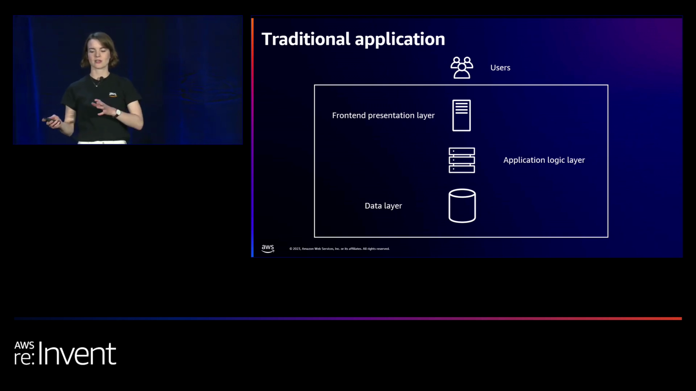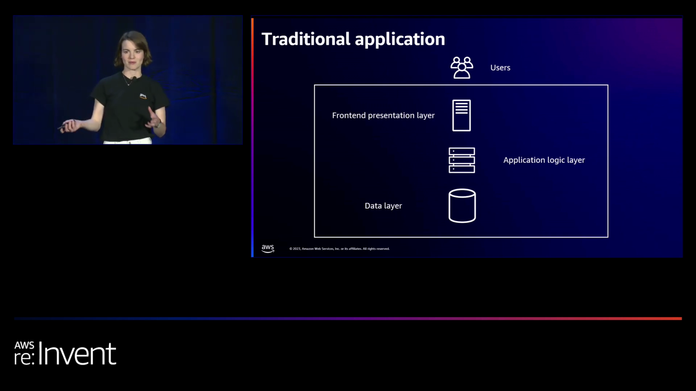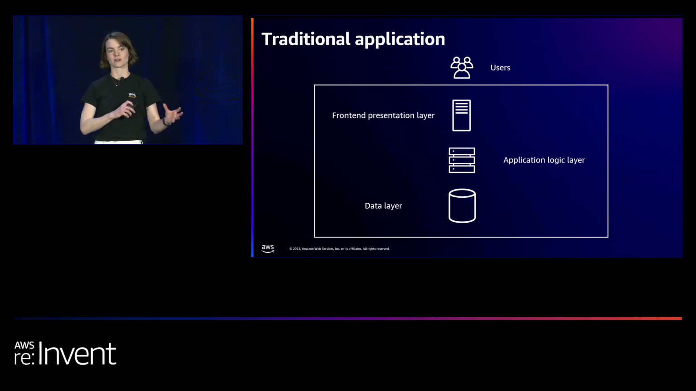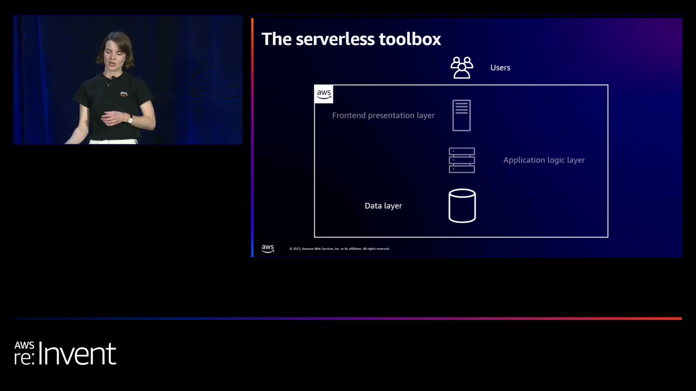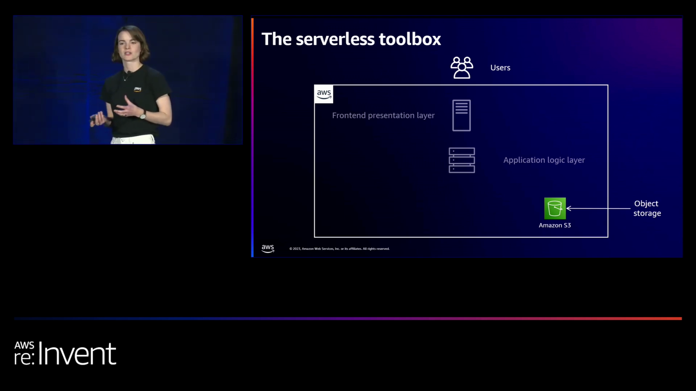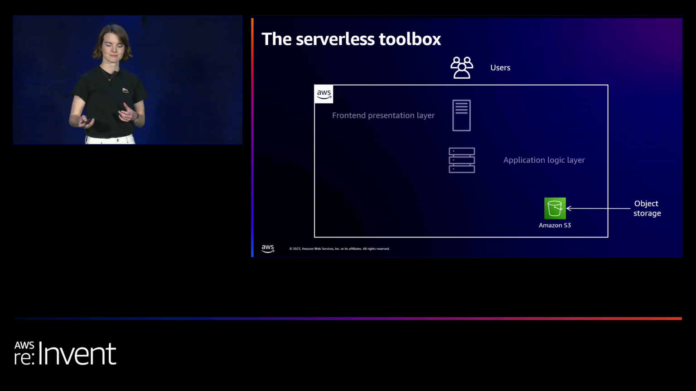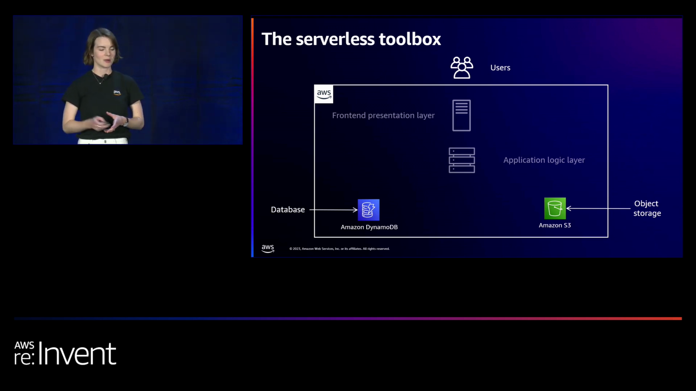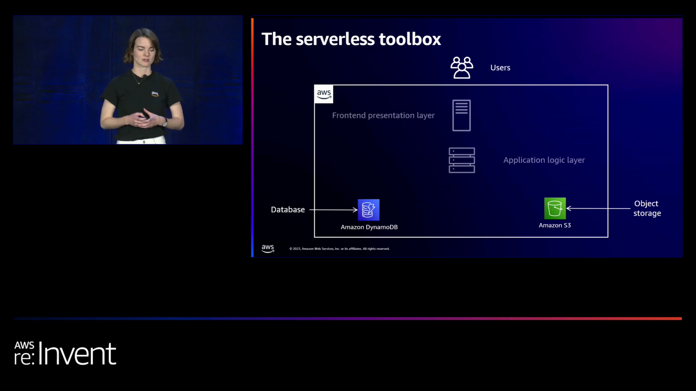So I'm going to use the traditional 3-tier application that you might be familiar with, that you might have built with in the past, to show where the AWS serverless services fit into this architecture. Starting at the bottom with our data layer, Amazon S3, Simple Storage Service, is a great place to use for object storage. So files, images, those kind of things are a great place to put in S3. For databases, Amazon DynamoDB is a great database that is really optimized for using with serverless architectures. And I'm going to talk a little bit more about DynamoDB and what makes it cool in a little bit.